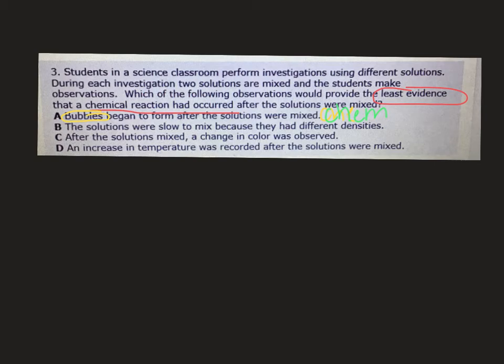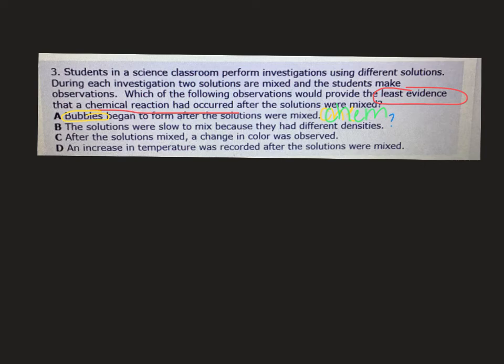The solutions were slow to mix because they had different densities. Well, did we talk anything about evidence of a chemical change having anything to do with the densities of the solutions? No, so let's go back to that. That might be our answer.